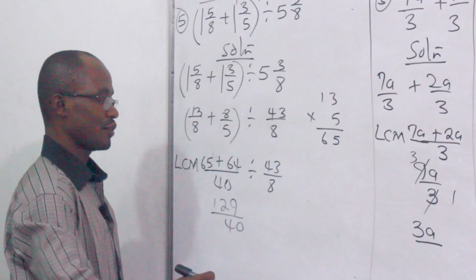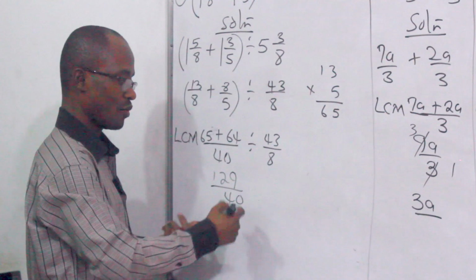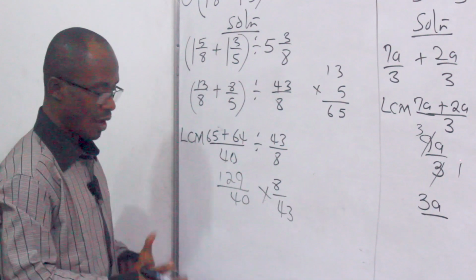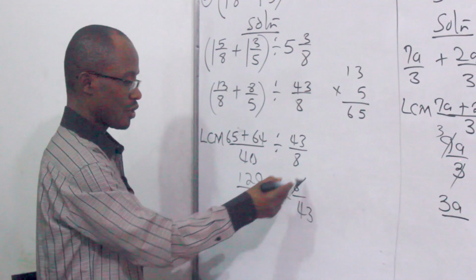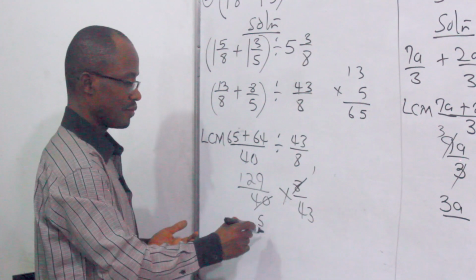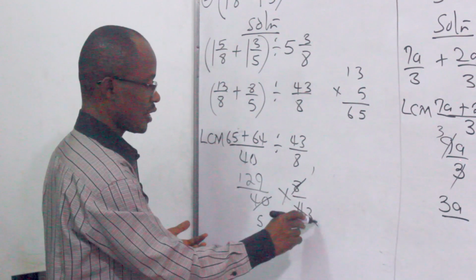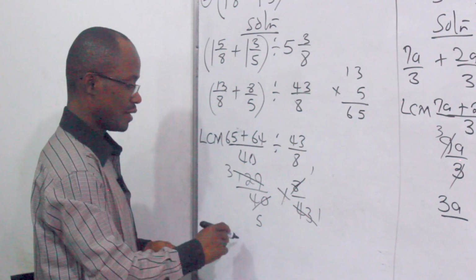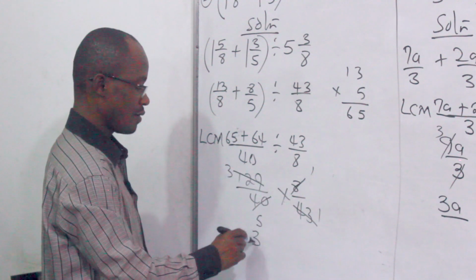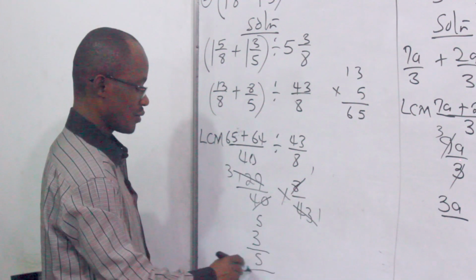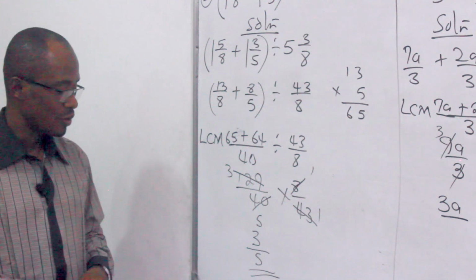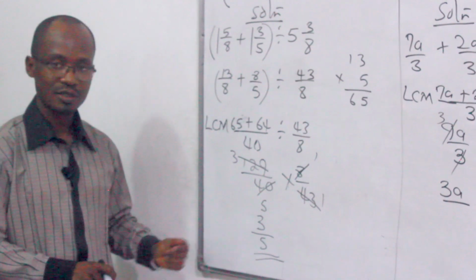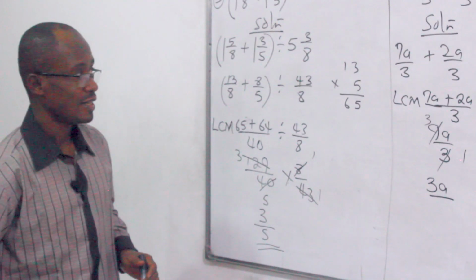And we change the division sign to multiplication while taking the reciprocal of the preceding term, times 8 over 43. So we now consider common factors. 8 goes here 1, 8 into 40, 5. Then 43 here 1, 43 into 129, 3. Then the result will be equal to 3 times 1, 3, 5 times 1, 5. So this is a very good example of a proper fraction. The numerator is 3, while the denominator is 5. So let's take a look at the next example now.